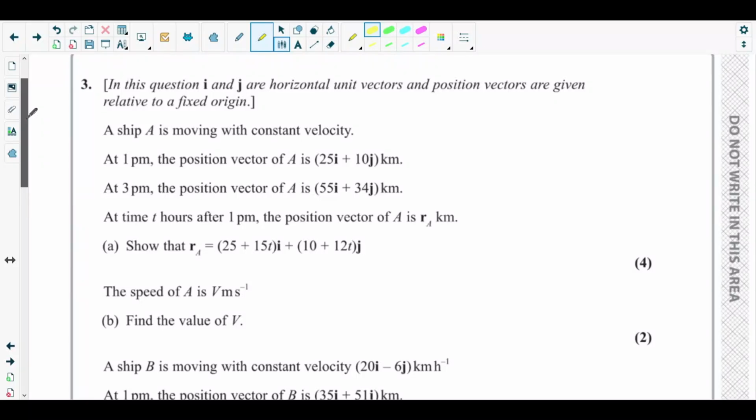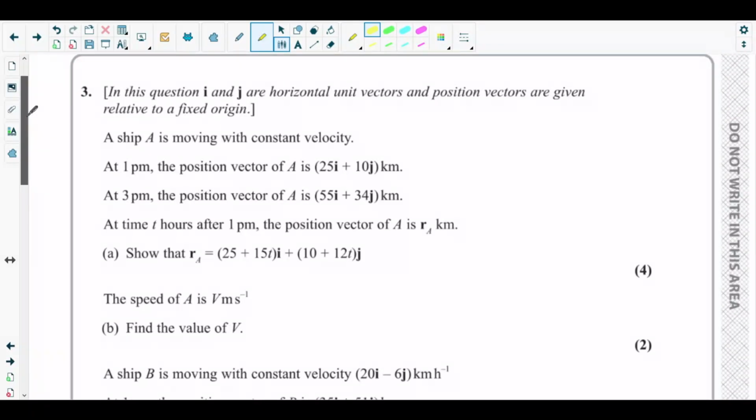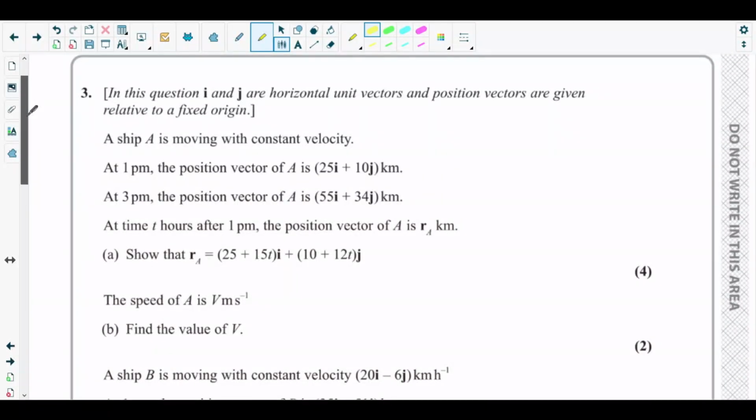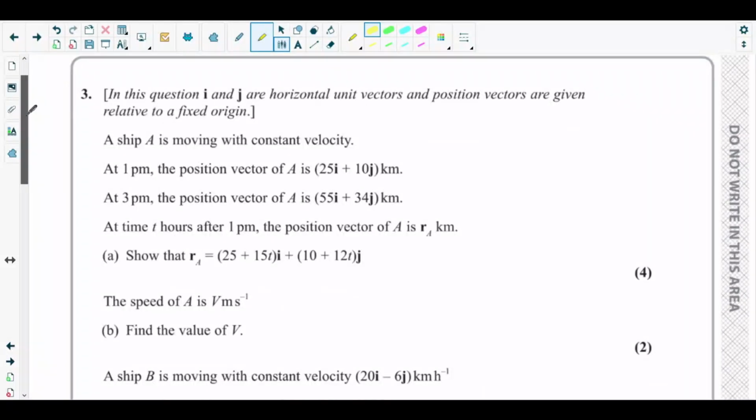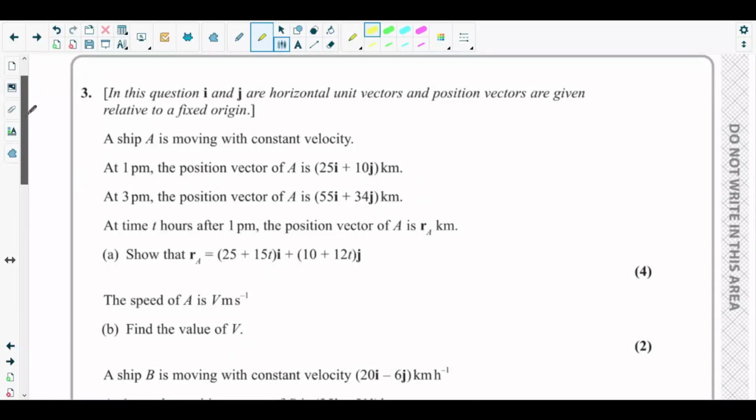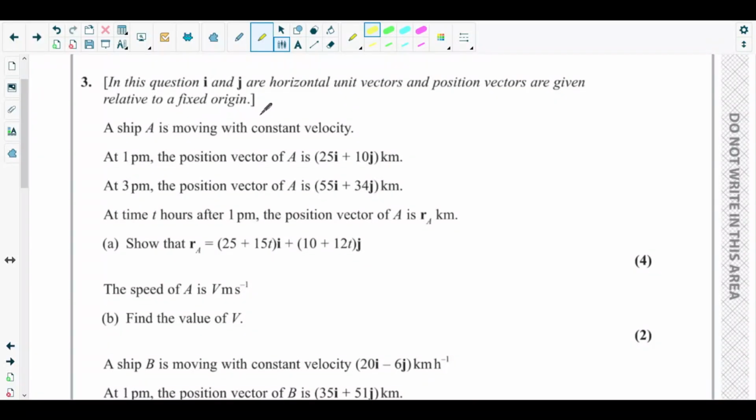For vector questions, this is very repetitive. You can see I and J. I represents the horizontal unit vector, and J represents the vertical unit vector, along the y-axis. A ship A is moving with constant velocity. At 1 p.m., the position vector of A is 25I plus 10J kilometers. The initial position vector is given.